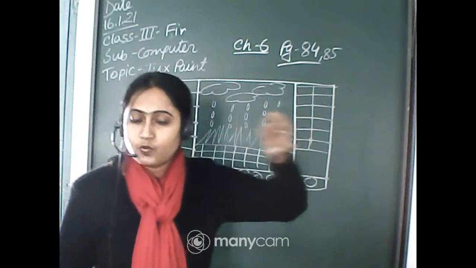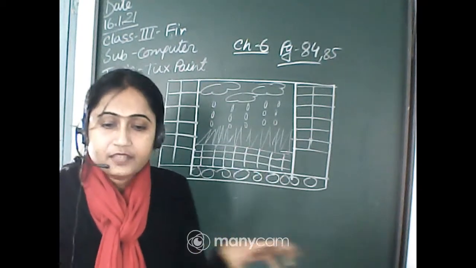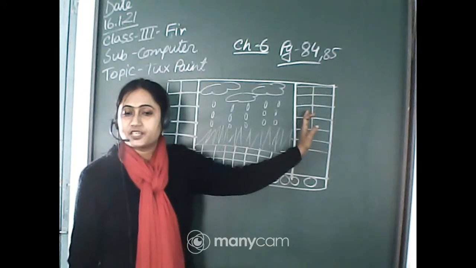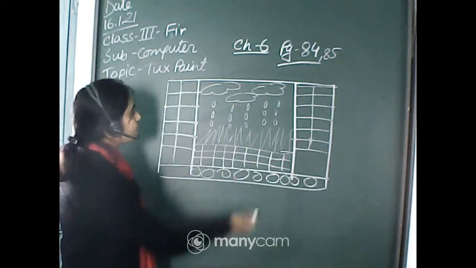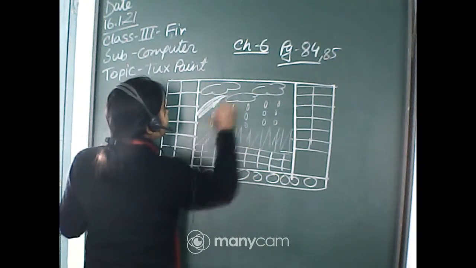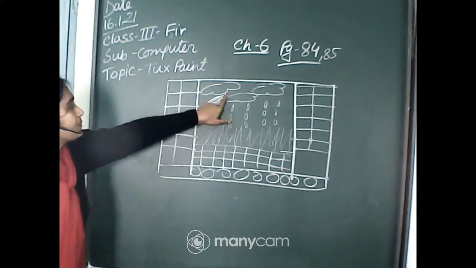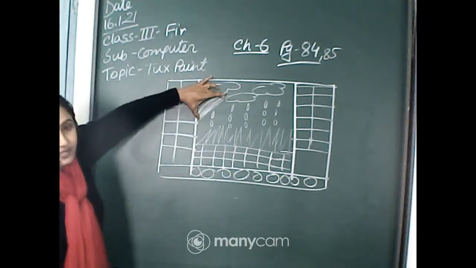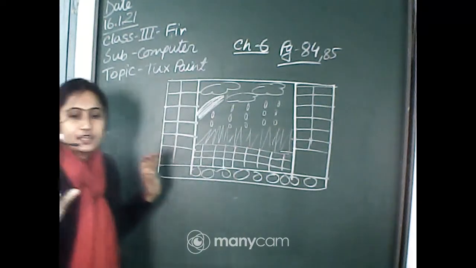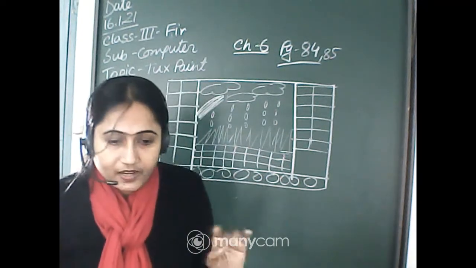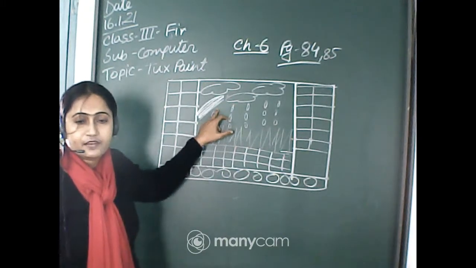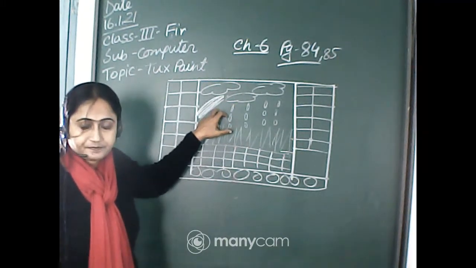And suppose you want to draw a rainbow, there is a ready-made rainbow. You just select the rainbow effect from the magic tray, and suppose you want to draw a rainbow on this side only, then click it and drag it as much as you require. Suppose you need only this portion of the rainbow, click it, drag it and release it. This is the rainbow effect. You can give a rainbow effect in your picture.